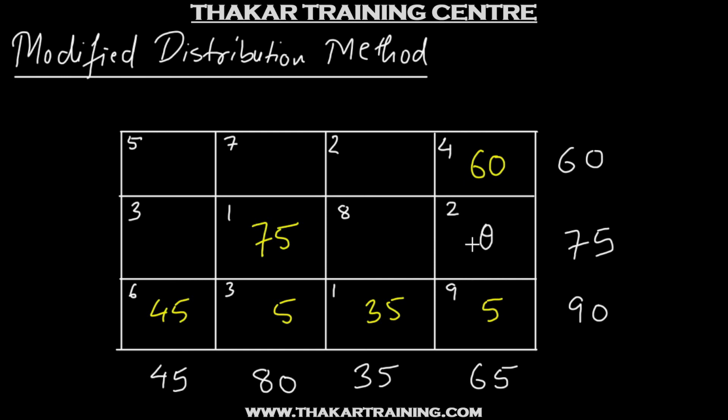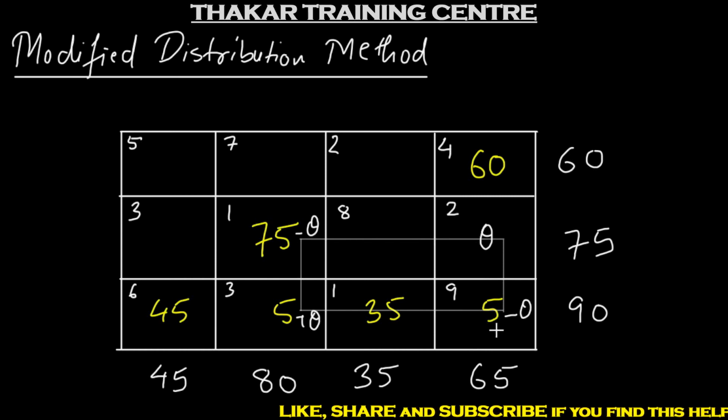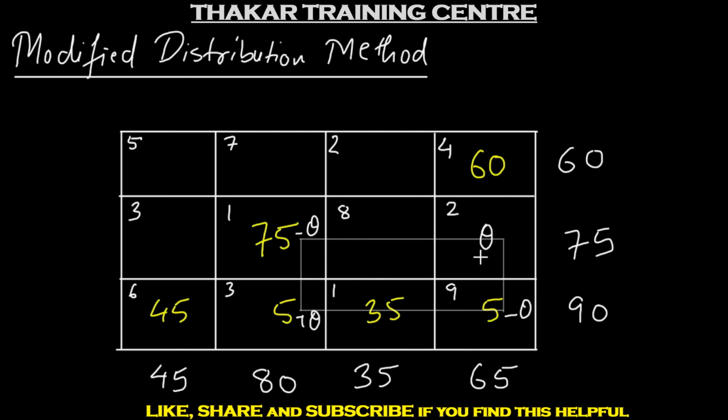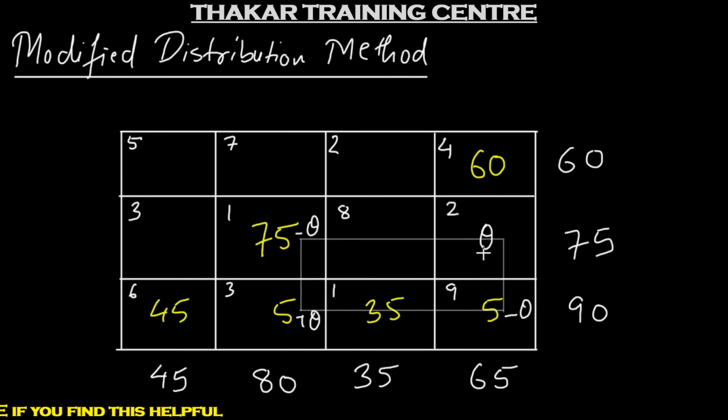Now we identify a loop which includes this cell, and that loop is this. So we have theta over here, so this will be minus theta, this will be plus theta, and this will be minus theta. So as theta goes on increasing, these two values go on decreasing. So this is the first one which will reach 0 when theta takes the value of 5. So the maximum value that theta can take is 5, beyond which this allocation will begin to become negative. So we conclude that the maximum possible units that can be allocated to this cell is 5.